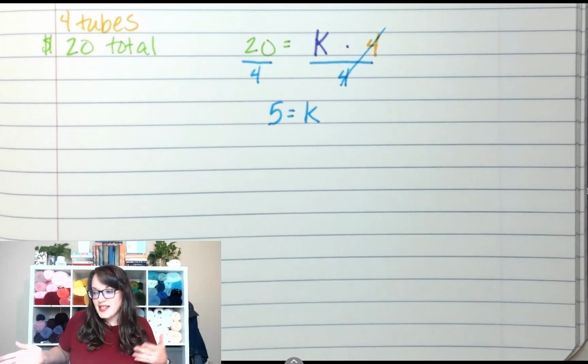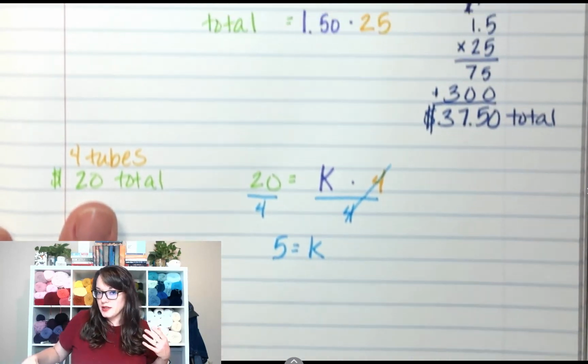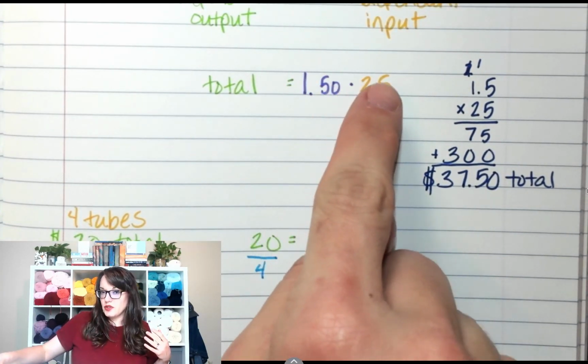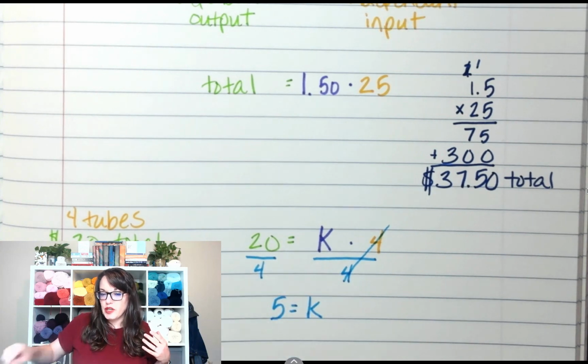All right, so that's how we use the equation to go forwards, to find total cost, and how to go backwards when we know total cost.